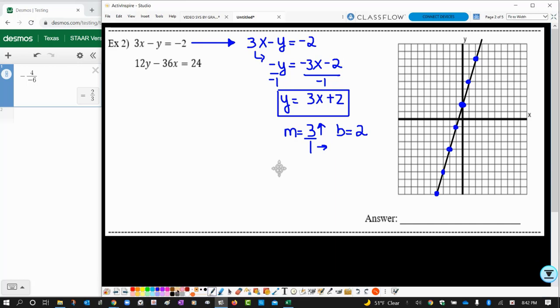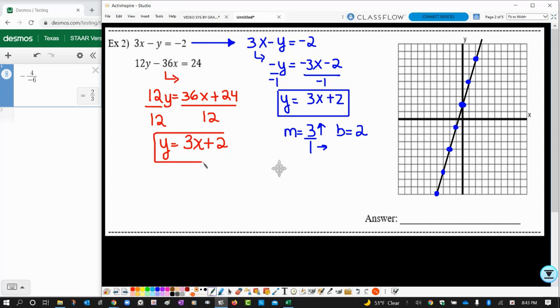So let me change the colors here. And over here, we're going to move the 36x to the other side. So this would be 12y equals positive 36x. Bring down the 24, which is positive 24. And now we're going to divide both sides of the equation by 12. And when we divide 36 divided by 12, we get 3. And 24 divided by 12 is positive 2.